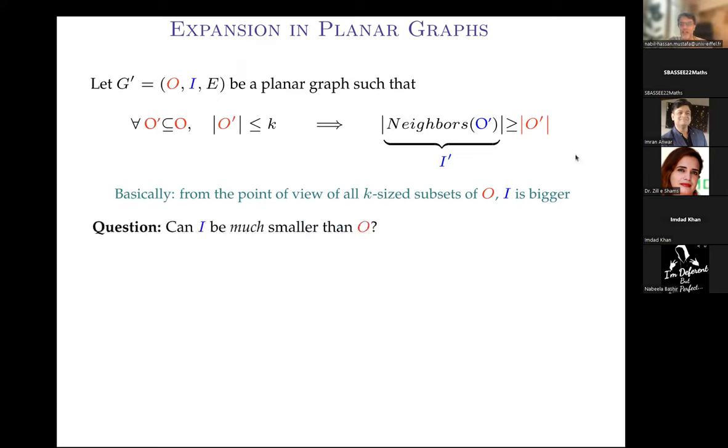So, and then the question is, if that is the case locally, is this also true globally? Meaning, is it true then that the total size of I should be at least that of O, or at least should not be much smaller than O? I mean, can it be that locally, it looks like things are bigger, the blues are bigger, but in reality, when you zoom out and we look at the global picture, it would turn out that no, blues are very small. Can that happen? So that's the question.